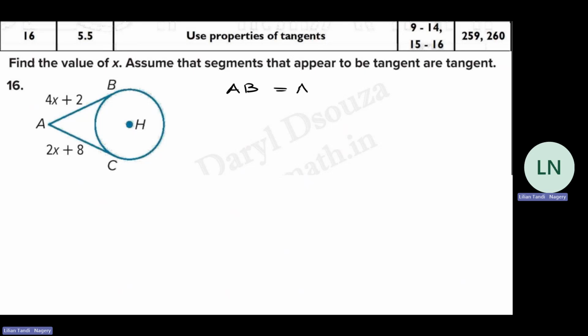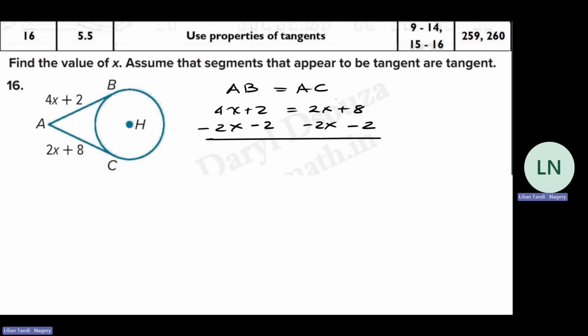AB equals AC. 4x plus 2 equals 2x plus 8. Subtract 2x, subtract 2x, minus 2, minus 2. This goes away, this goes away. 2x equals 6. Divide by 2, divide by 2, x is 3. Box your answer.